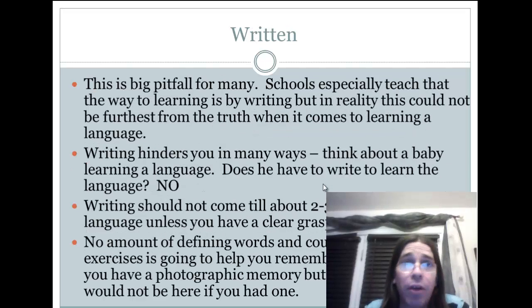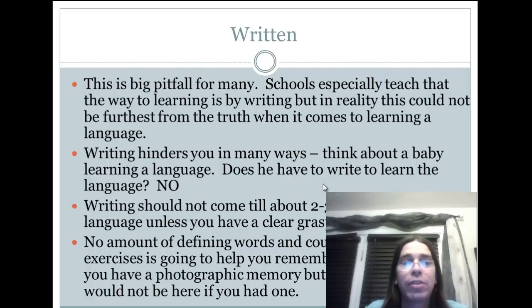Writing is a big pitfall. Courses teach you that the way to learn is by writing and by repetition, and to do this over and over. But the truth is, it can actually hinder you really badly, because think about it. Does a 3-year-old really know how to write all those words he knows how to say? I just had a conversation with my son, and so no, you don't need to write it. You don't need to sit there and write definitions over and over and over. This is just ridiculous. This is not going to work.